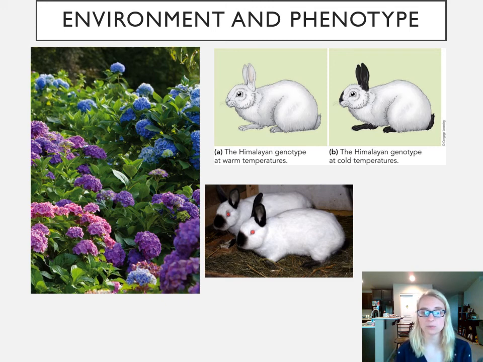So with these Himalayan rabbits, the ambient temperature can affect their fur color in certain locations on their body. In warm temperatures, they're white all over. When it gets to be cold temperatures, hair cells in their ears, their nose, their tail, and their feet produce a dark fur. So the exposure to cold temperatures changes the phenotypic expression of those particular cells.